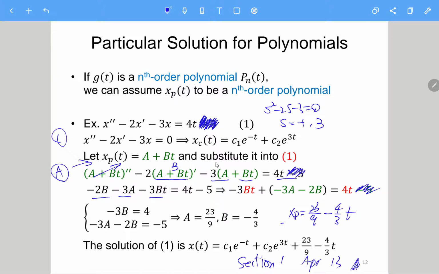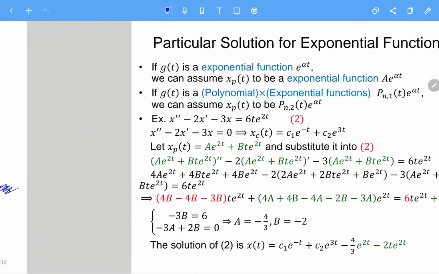And a special case for the polynomial is that if g of t is a constant, then we can assume that xp of t is also a constant, because a constant is actually a zero order polynomial. Okay. So let's move on.